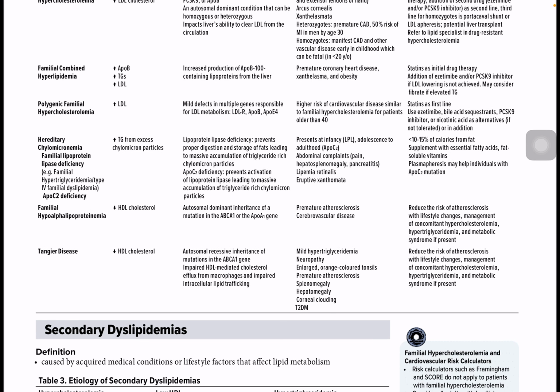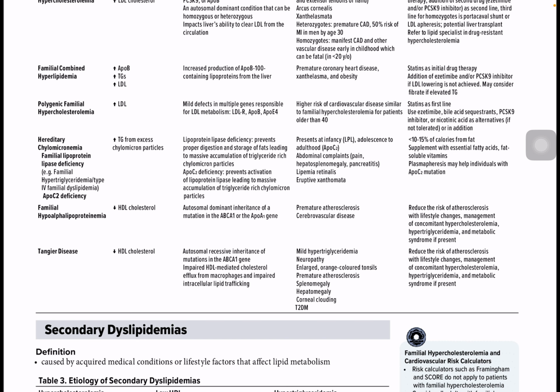Polygenic familial hypercholesterolemia: LDL is raised only. Mild effects in multiple genes are responsible for LDL metabolism: LDLR, ApoB, ApoE4. Higher risk of cardiovascular disease, similar to familial hypercholesterolemia, for patients older than 40. But familial hypercholesterolemia comes with risk factors at an earlier age, less than 20. By 30, the risk is 50%. Treatment is similar: statin, ezetimibe, PCSK9 inhibitors, nicotinic acid as alternatives if not tolerated or in addition.